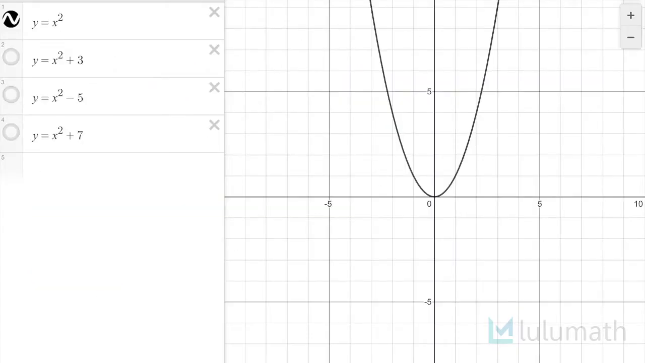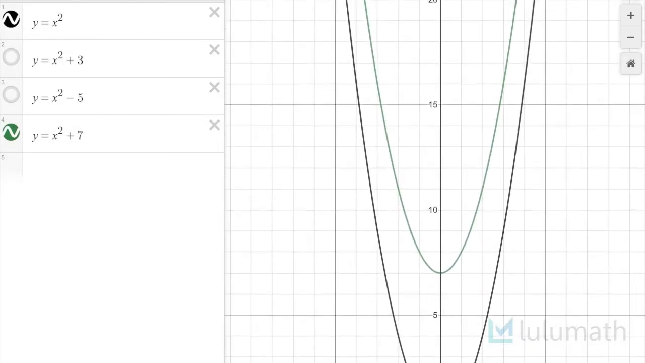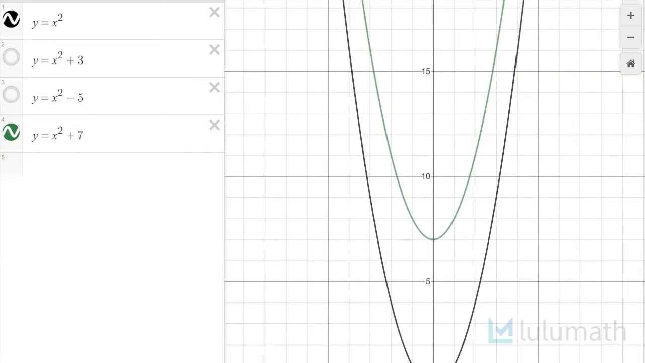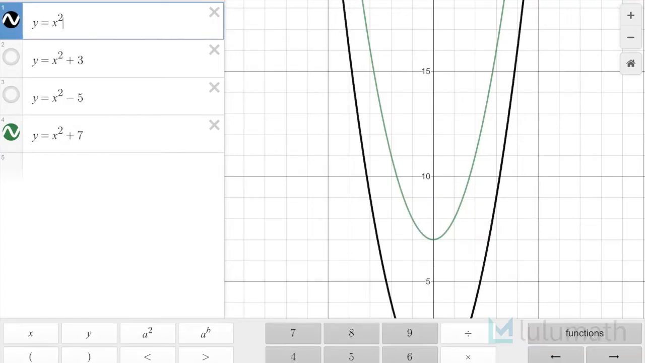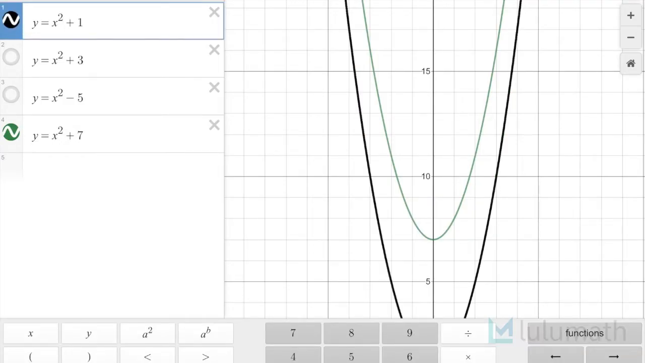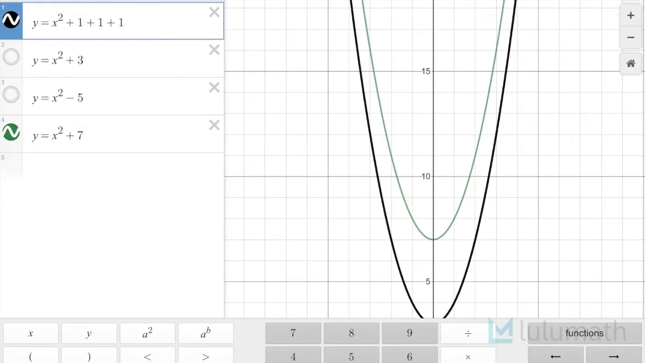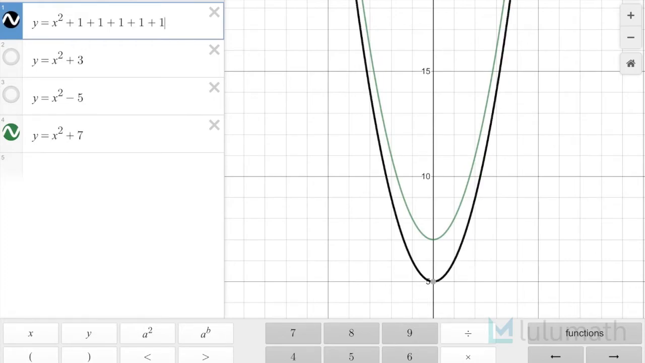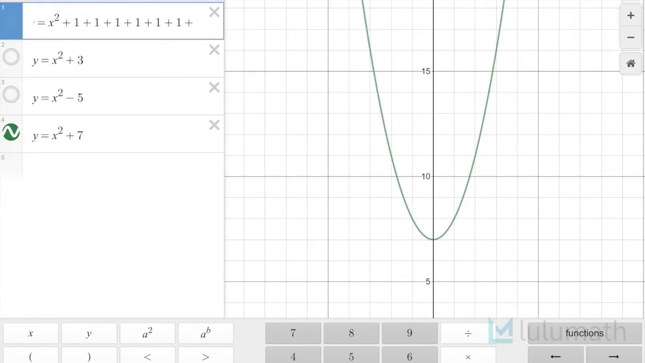All right, now if you see here, our parent graph is y equals x squared, and now I will turn on y equals x squared plus 7. And if you look, our graph has just been shifted up 7 units. Is that what you guessed? Was your conjecture right? So let's just keep adding 1 to our parent graph and see how many times I need to add 1 until it matches up with this y equals x squared plus 7.